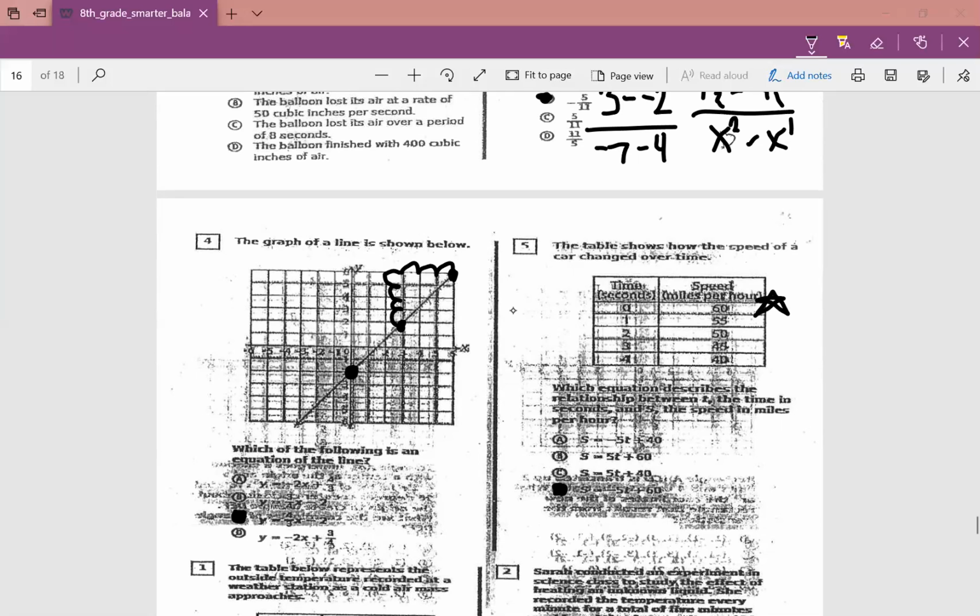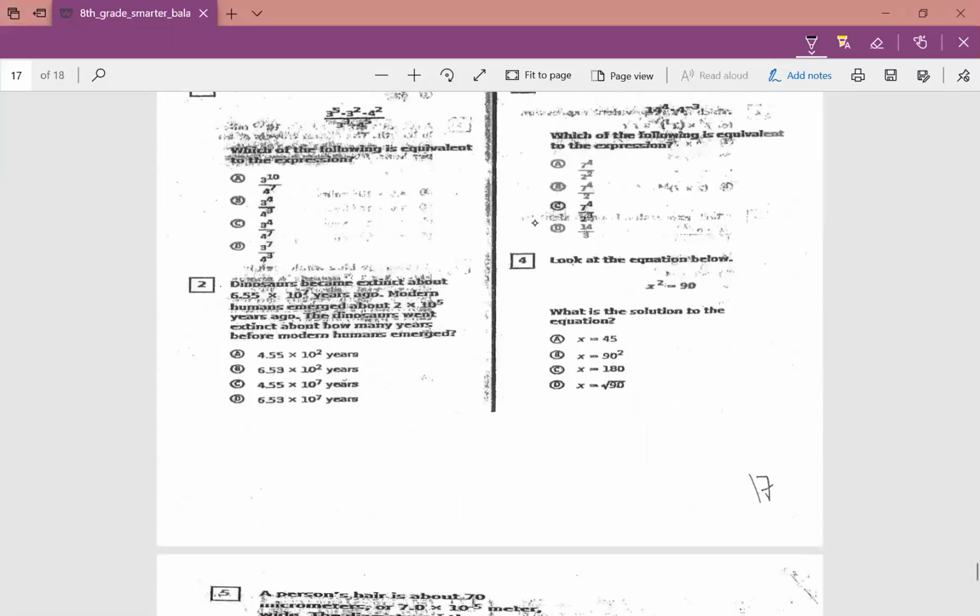All right. I'm just going down. Page 16. Just see where we're at here. Hopefully this is recording. Page 16.